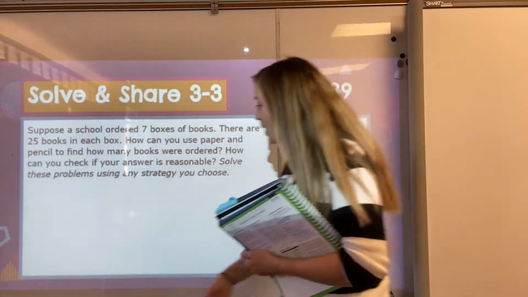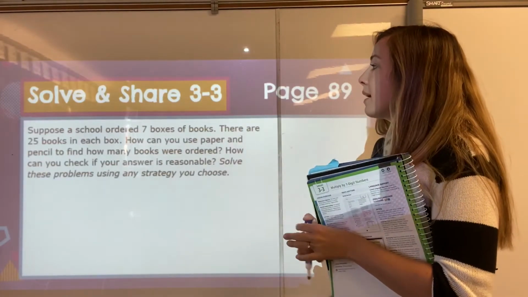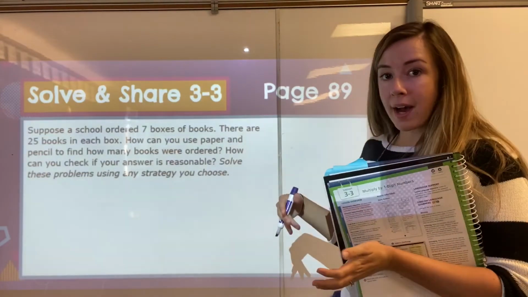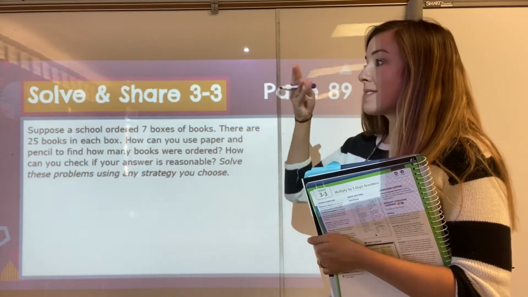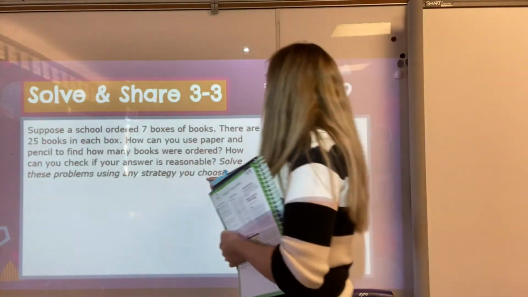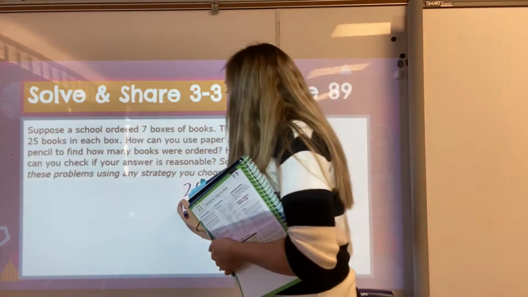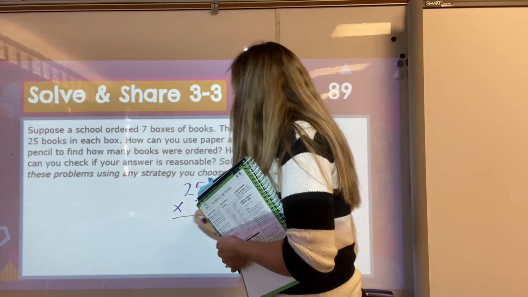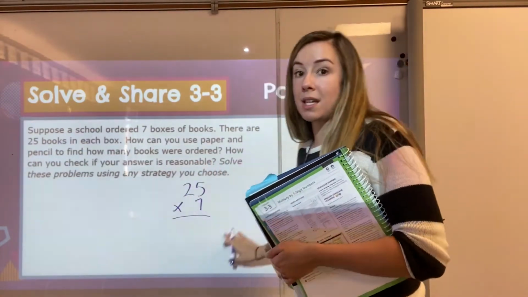Okie dokie, let's go through it. So we have 7 boxes of books and there's 25 per box. So I need to take the number 25, 7 times to figure out how many books are in there total. So I have 25 and I can take it times 7. This might be a type of problem that you have done before. Maybe you set it up the standard way.